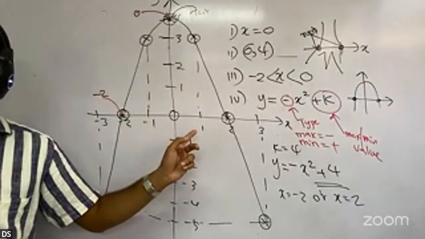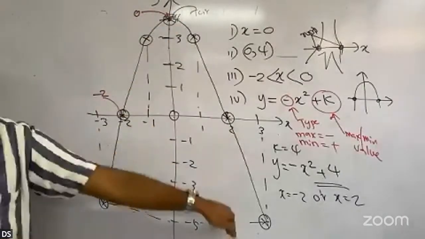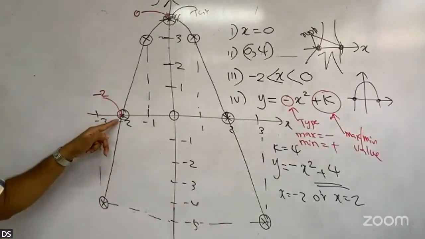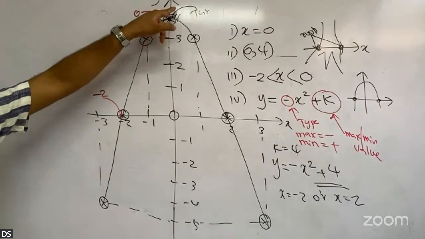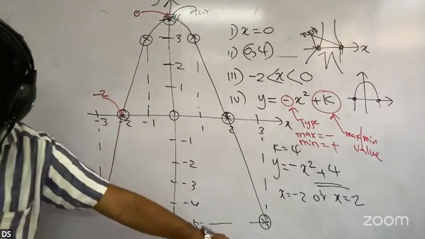You have to see at that time which axis? X-axis. From here to here it is increasing. From here to here, decreasing. Here to here increasing negatively. From here to here increasing positively. From here to here decreasing positively. Here to here decreasing negatively.